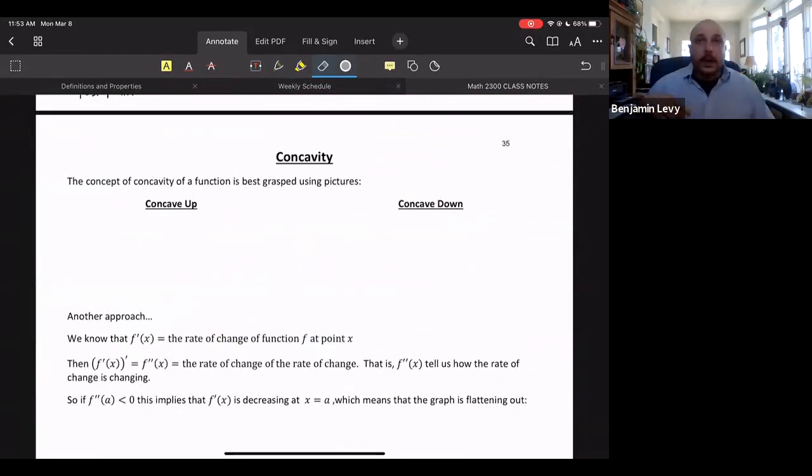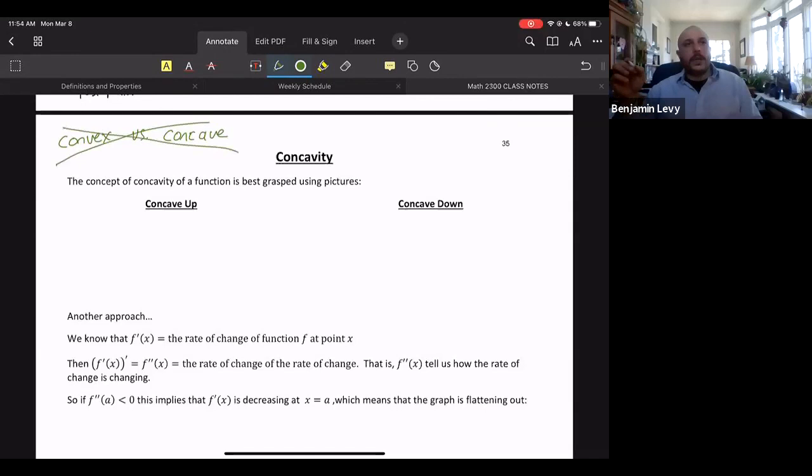So concavity, I usually just try to draw a couple pictures to explain concavity. And sometimes, just for future class reference, you hear people use the words convex versus concave. I don't know if anyone's familiar with those words. I don't like using those two contrasting words because sometimes it's confusing to remember which is which. And so instead, what I try to use as words is just concave up and concave down.